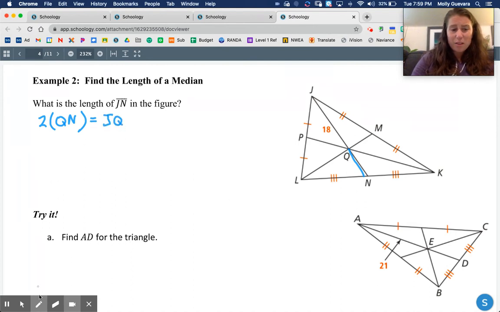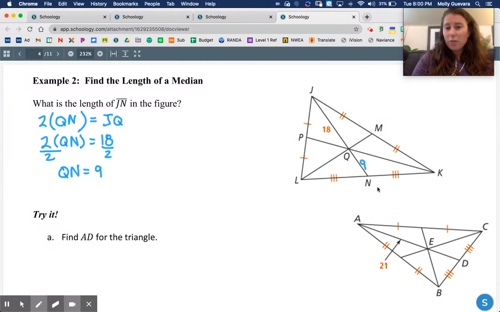So I can kind of fill in some information that then maybe I know. So I don't know what QN is, but I do know that JQ is 18, right? Because it told me that. So I can divide by 2, and that leaves me that QN is 9. So I can label this 9. So now I know that JQ is 18 and QN is 9.